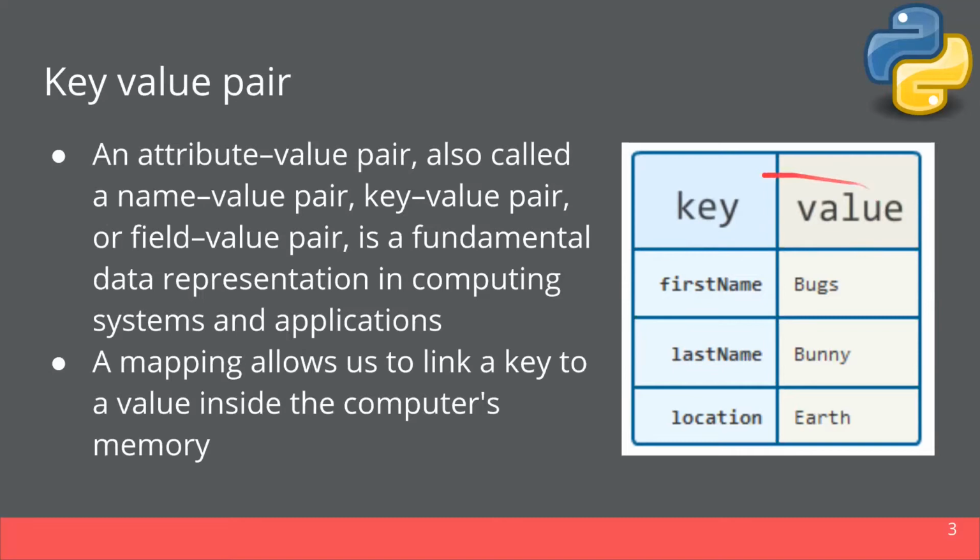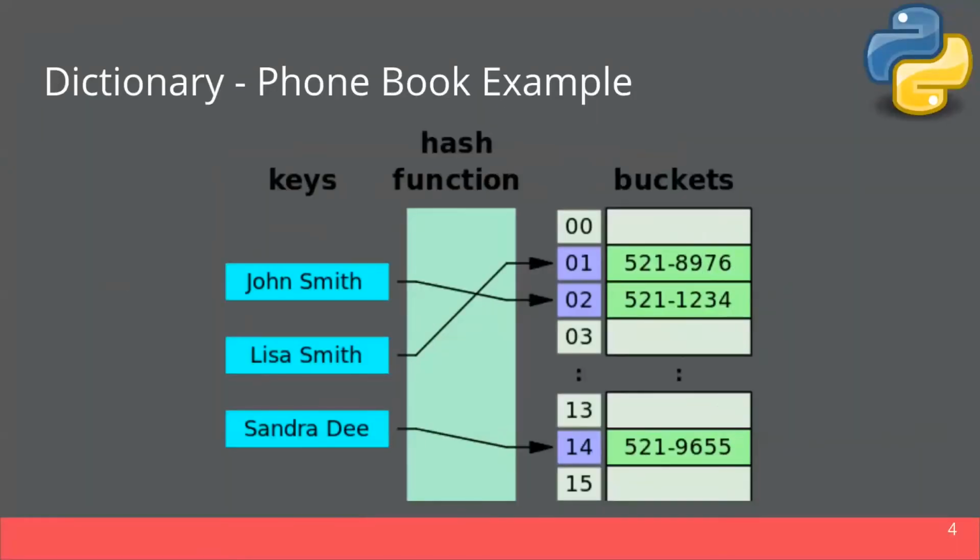And this sort of pixelated example I came up with illustrates a simple outlay of this. So we have a first name key, and then some value associated with that. We have a last name key, some value, and we have a location key and some value associated with that. Here we have an example of a phone book, and the keys in the case of the phone book are names: John Smith, Lisa Smith, and Sandra D. And those keys are associated with some value. And that value in the case of the phone book just happens to be a telephone number.